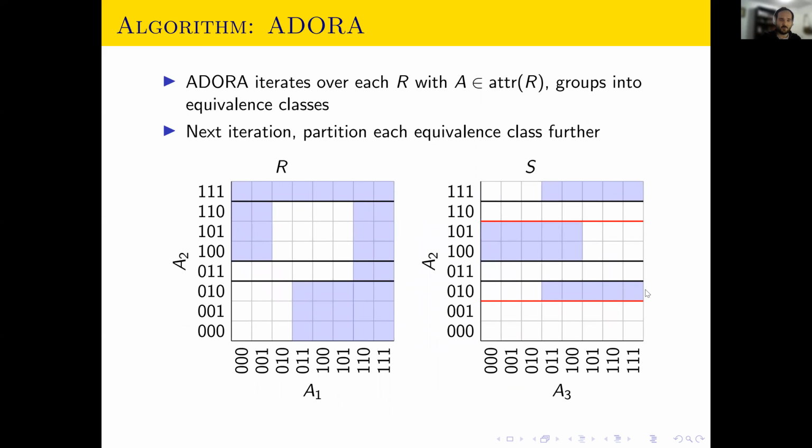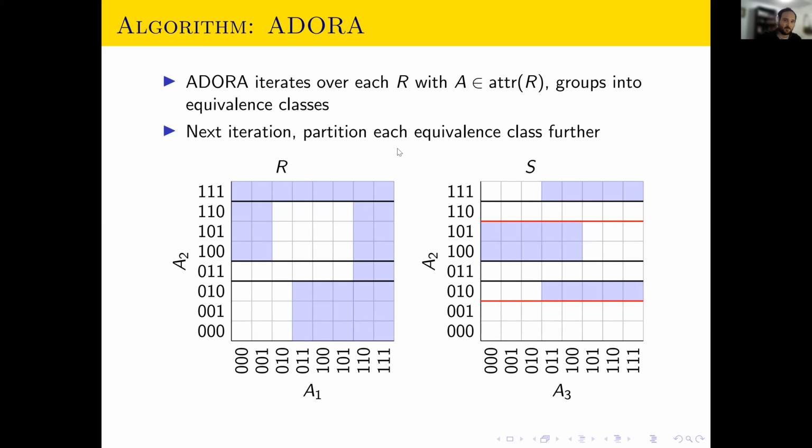So our second algorithm, Adora, applies this lemma to generate what we consider a good domain ordering. Adora first iterates over each attribute A in the query, and then over each relation R with A in its attribute set, and groups it into equivalence classes. On the left-hand side of this diagram, we are partitioning the domain of the attribute A2 into partitions that are all equivalent in this relation R.